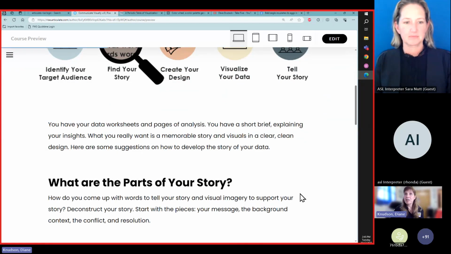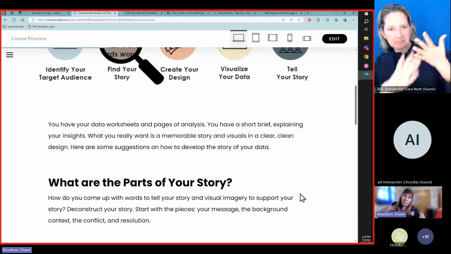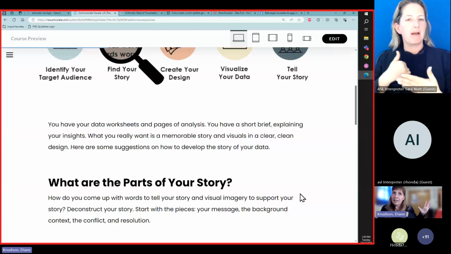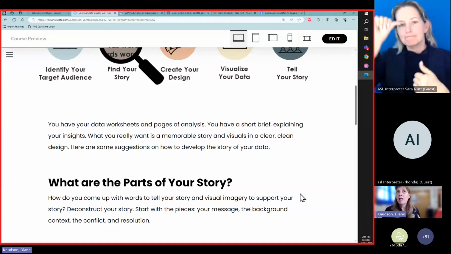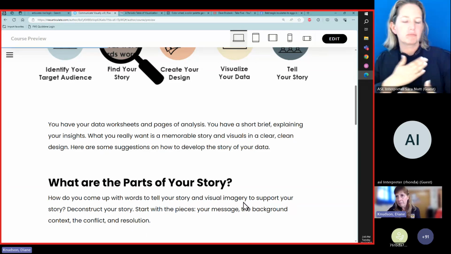So you have your data worksheets, you have pages of analysis, you have a short brief explaining what you learned, but what you really want is a memorable story and visuals in a clear, pleasing design to share with your audience. So here's some suggestions on how you can develop the story of your data.